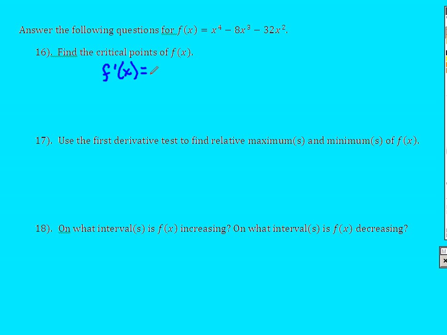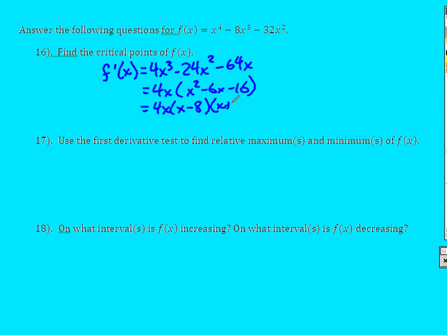F prime of x equals what? It would be 4x cubed minus 24x squared minus 64x. I'm going to factor out a 4x, which leaves me with x squared minus 6x minus 16. I can factor that, so it will be 4x times (x minus 8) times (x plus 2).